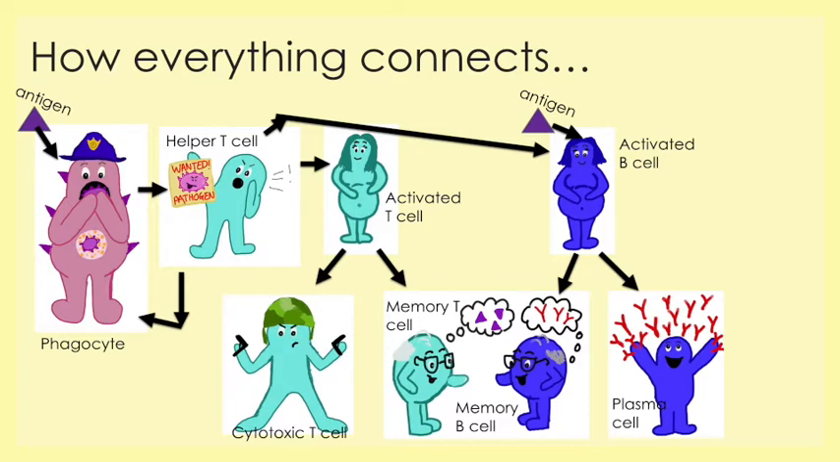The cytotoxic T cell kills the infected cell by making little holes in the cell surface membrane, and that makes the cell lyse and die.